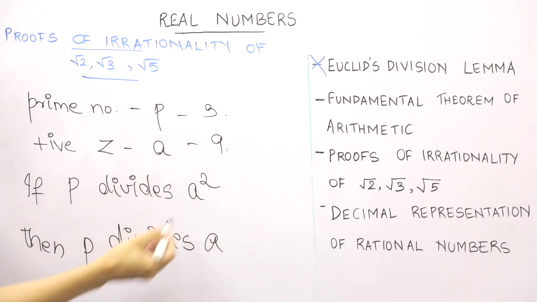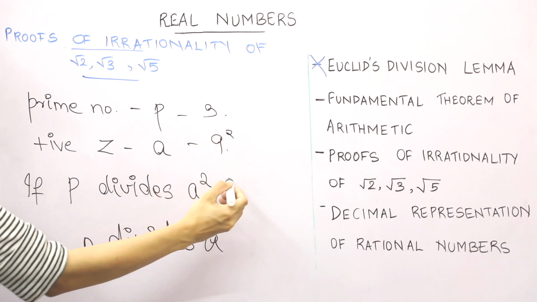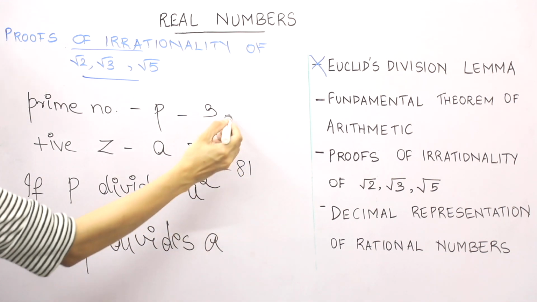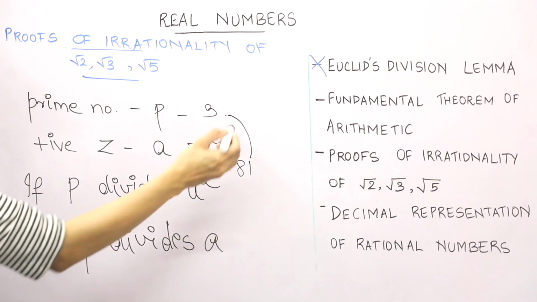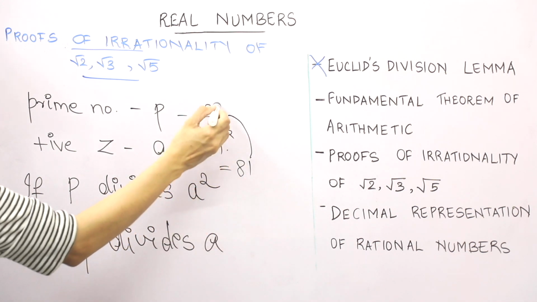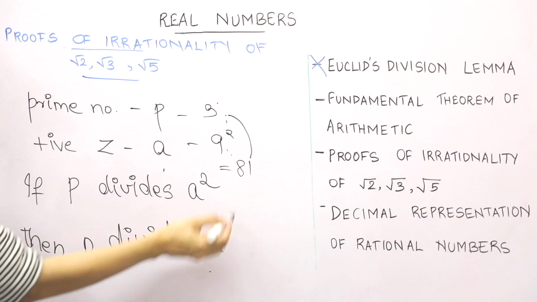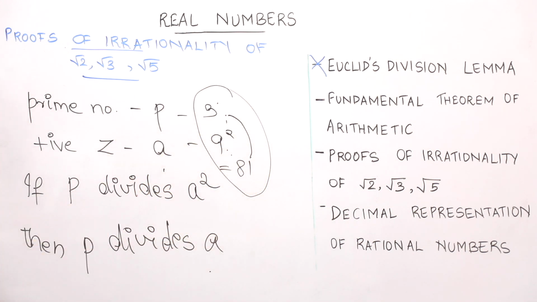So we know that 3 divides 9 squared, which is 81. So 3 divides 81, and 3 also divides a, which is 9. So this is true for the prime number 3, and this is true for any prime number for that matter. So if p divides a squared, then p divides a.